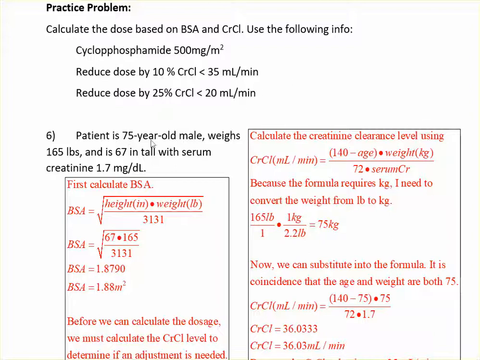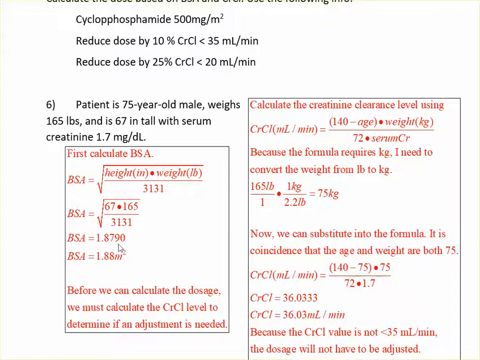So I have a patient that's 75 years old, a male, weighs 165 and is 67 inches tall. Both of these are in standard units, with a serum level of 1.7 milligrams per deciliter. The first thing I'm going to do is calculate the BSA. And this is the formula I'm using. I'm using the one with inches and pounds because I have inches and pounds in my problem. When I plug the numbers in, this is what I ended up with. I rounded it off to 2 places, 1.88 square meters. And again, try and keep your round-off error down to 0.